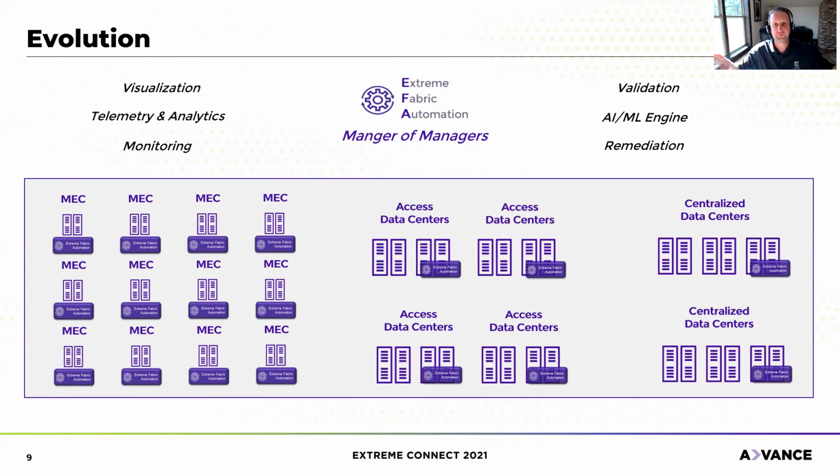And as we spread things further and further out, we need to have much better visibility. We've got to have scalability. We want to have composability. So it all goes back to those basic 3 tenets that we talked about earlier. It becomes really, really important as these things start to grow, because now I need to have a much larger span of control. So you can see there at the top, visualization, telemetry, analytics, monitoring, validation, AI, ML, remediation. All of these things become more and more critical the further and further that we stretch this out.